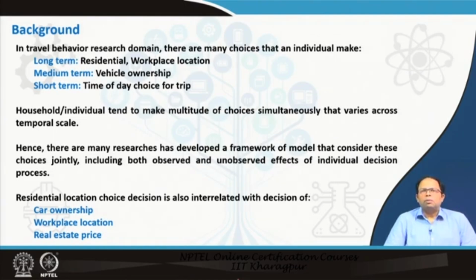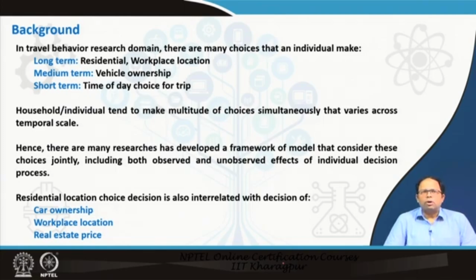And then finally, there is short term choice, like what mode should I choose for a particular tour or trip, or what time of the day should I go for that particular trip or tour. That time of the day choice is also a short term choice. So, these are the different kinds of choices that we make, and households and individuals tend to make many choices simultaneously, and it varies across time periods as well. Many researchers have developed frameworks or models which consider different choices jointly, and it includes both observed and unobserved effects of the individual decision process. And this we have looked into in earlier lectures also.